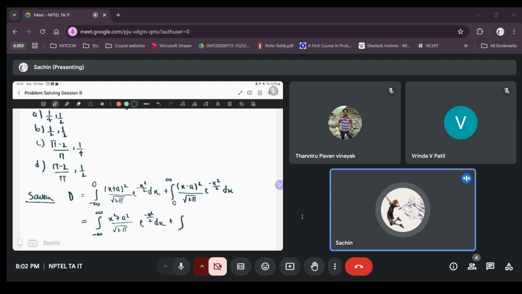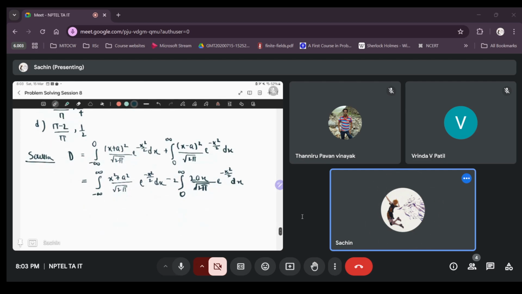Again, you can simplify the integral yourself. You will do a substitution, and you'll get that both the terms are the same. So you will get minus 2 times the integral of 2ax by square root of 2 pi e power minus x square over 2 dx from 0 to infinity.